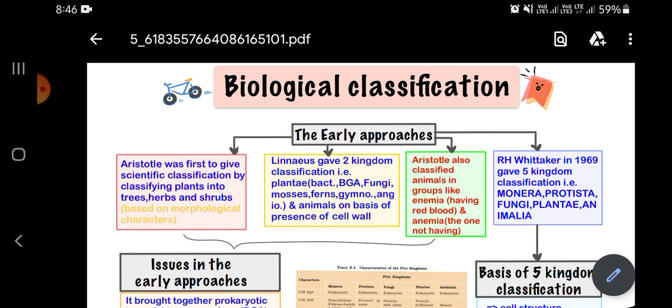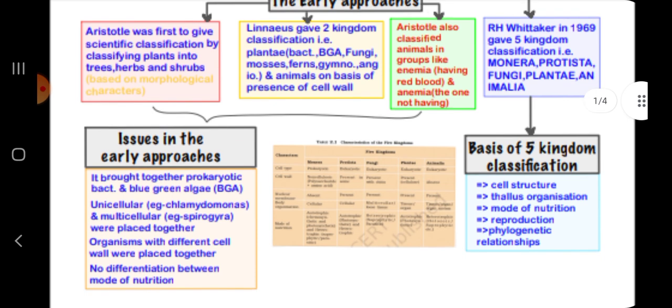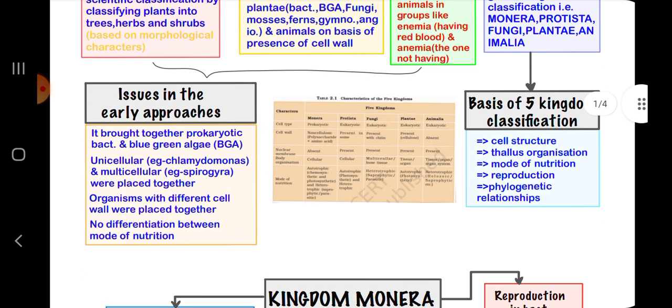Then Aristotle also classified animals in groups like Enaima, which were having red blood, and Anaima, that were not having. Then R.H. Whittaker in 1965 gave five kingdom classification, that is Monera, Protista, Fungi, Plantae, and Animalia. Then issues in the early approaches: it brought together prokaryotic bacteria and blue-green algae, unicellular and multicellular were placed together, organisms with different cell wall were placed together, no differentiation between modes of nutrition.